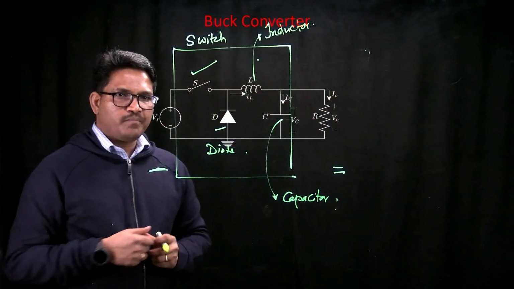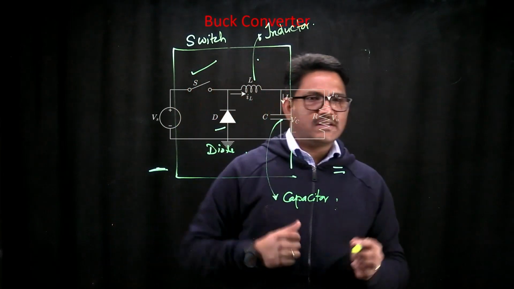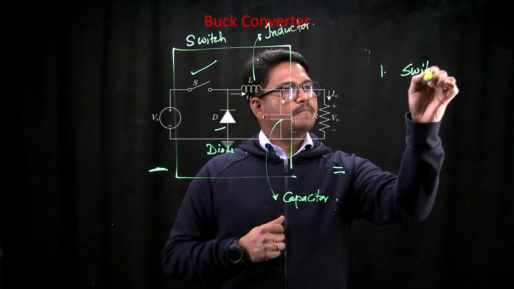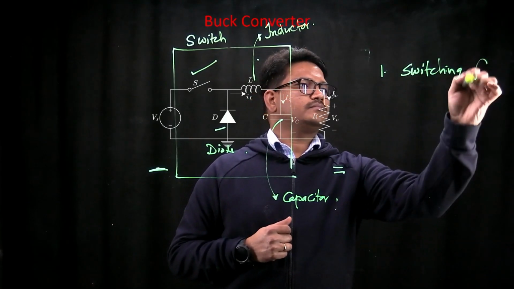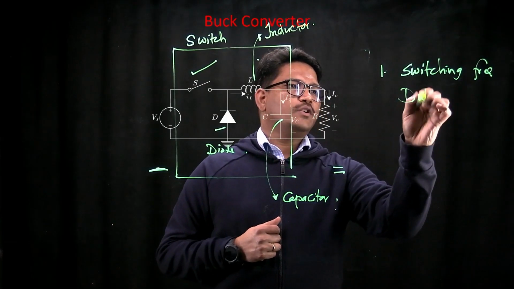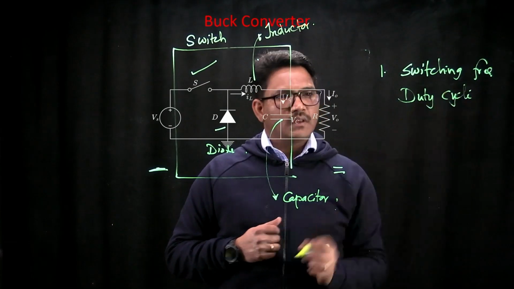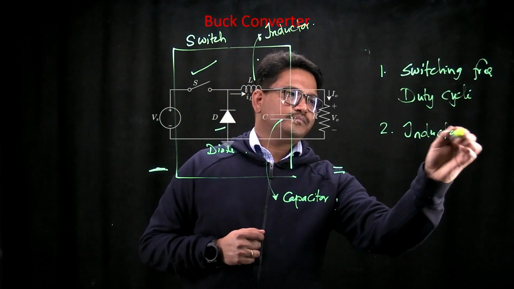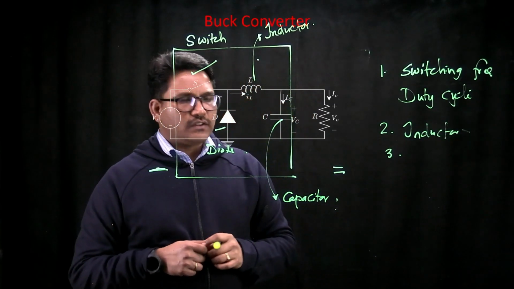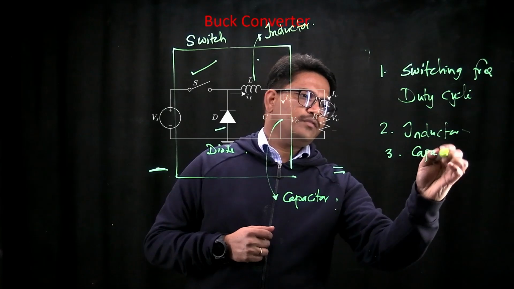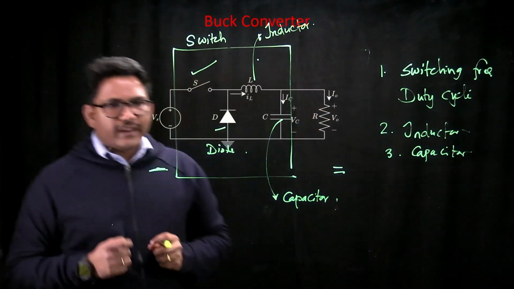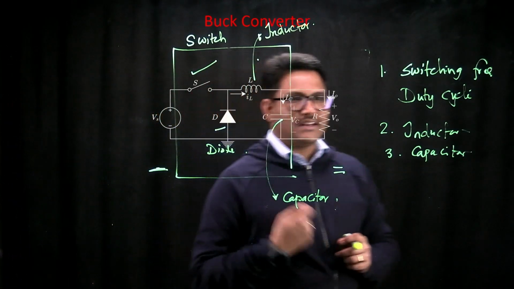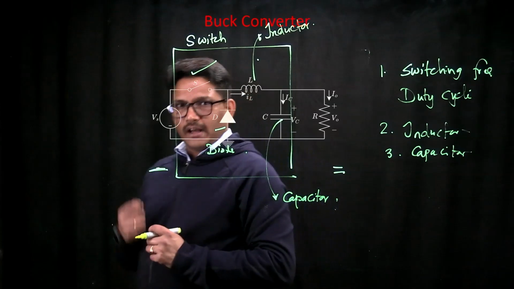Now suppose you want to look at the switch. In the case of a switch, we want to know the switching frequency and also the duty cycle. Next, in the case of an inductor, you want to know the value of the inductor. And the third one is, in the case of a capacitor, you also want to know the value of the capacitor. By observing this converter circuit, you understand that these are the 3 major elements to be decided if you want to design a buck converter.